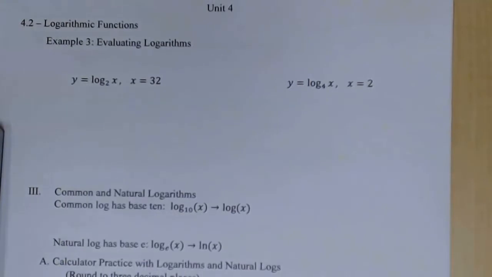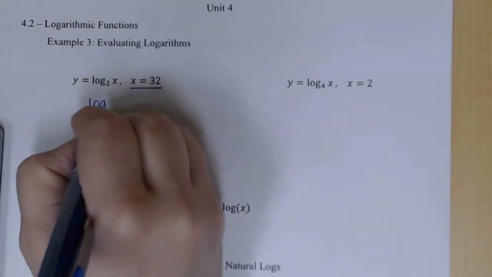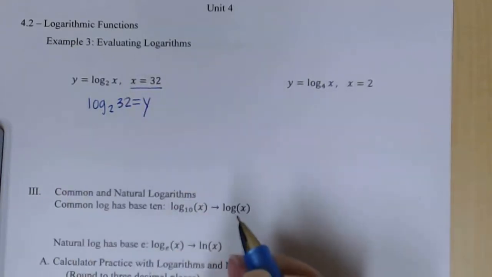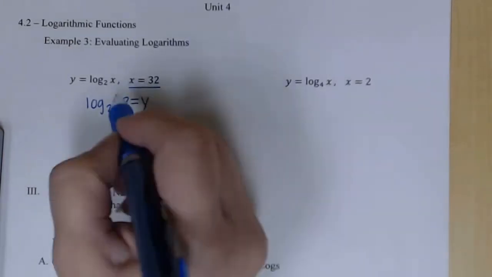So let's work this example here. Evaluating logarithms. The first thing I want to do is evaluate log base 2 of 32. That gives me log base 2 of 32 equal to, and I like to put my y over here so that method works for me. Now it told me to evaluate this, and I can't evaluate that directly. I don't know anything else, but I know how to change from a log to an exponential.